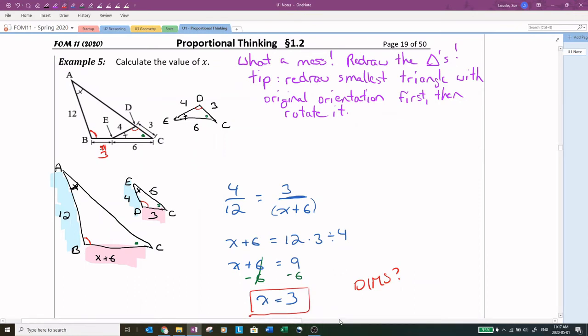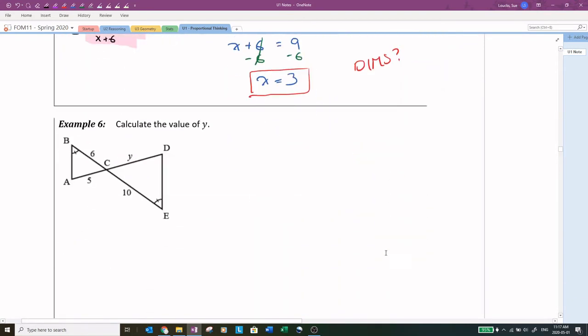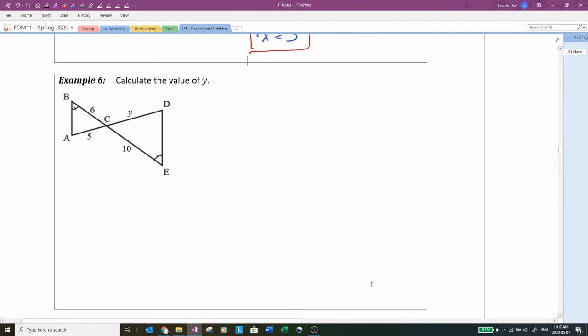All right, we have just a couple more examples. There are a lot of examples in this, but I want you to have a good set of things that you've seen before you go off and do your work. All right, example 6. Calculate the value of y.